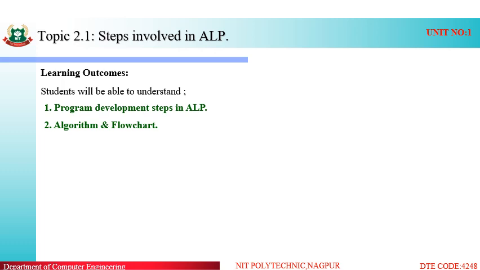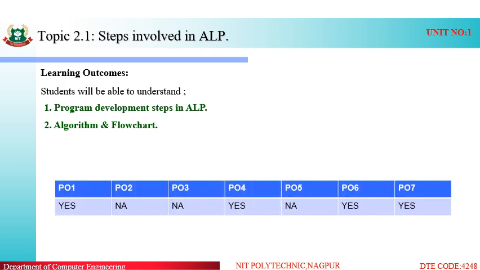In the program development steps we have to also study what is algorithm and what is flowchart, how to develop an algorithm and how to draw a flowchart. POs mapped are PO1, PO4, PO6 and PO7.